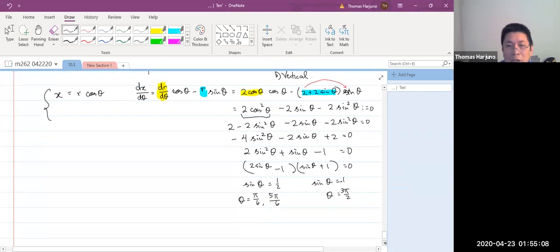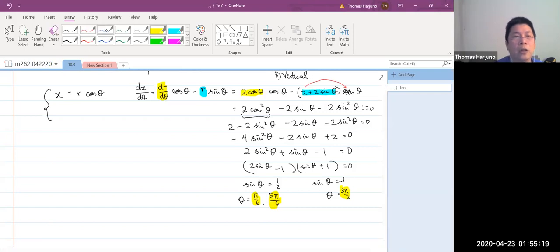If we get a vertical tangent line, it may happen at this angle and this angle, but we still need to compare that with the dy/dθ later on. Let me do dy/dθ.